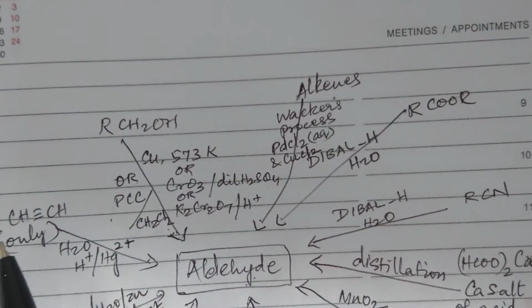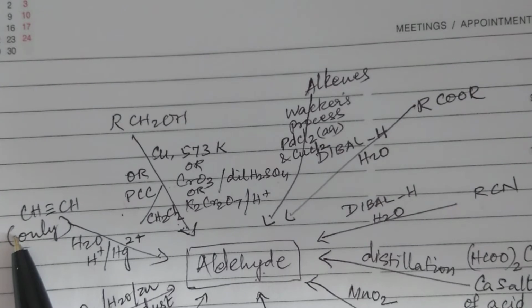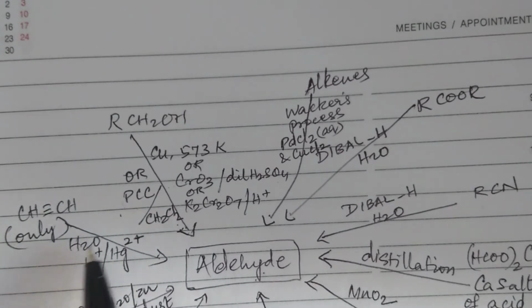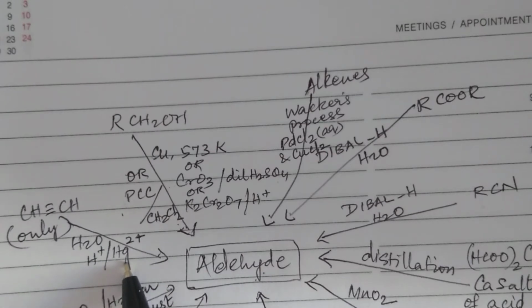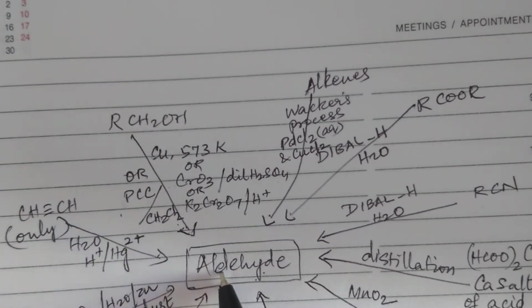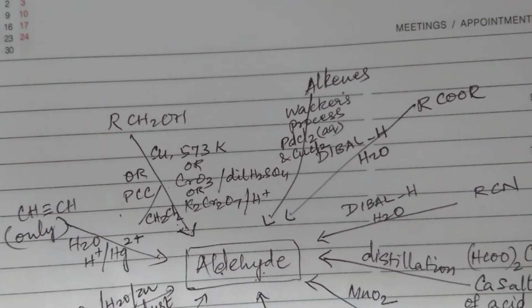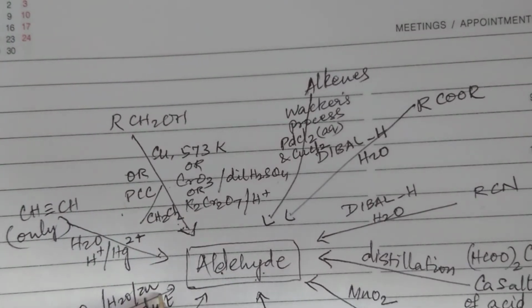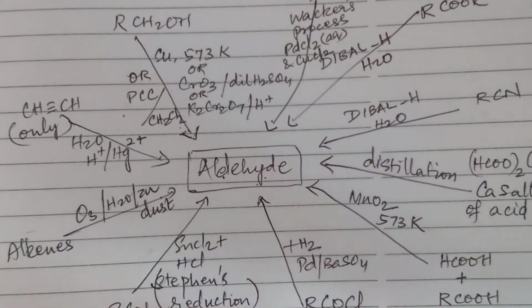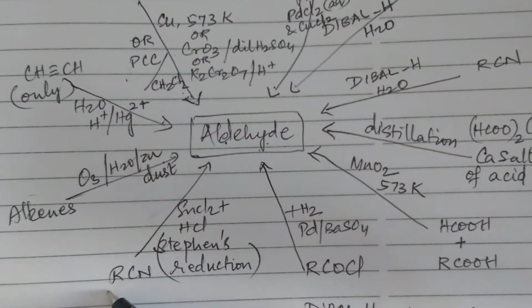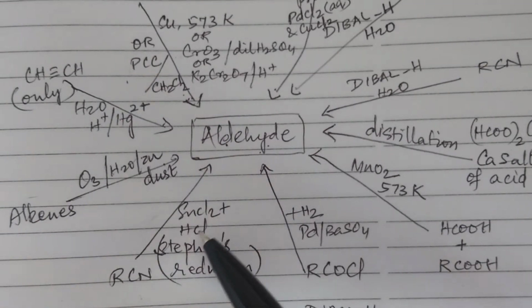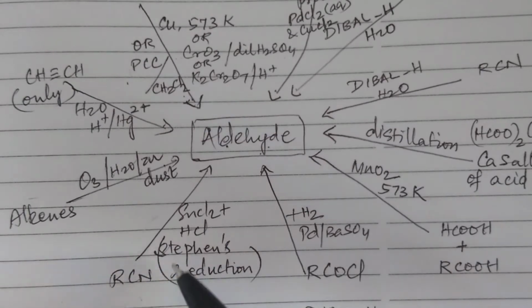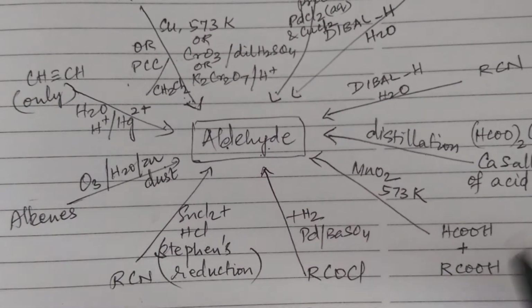Then you can prepare it from ethyne in the presence of water and dilute H2SO4 and HgSO4. Okay, this you can prepare. Again, this also you have studied in 11th class. Then alkenes on ozonolysis followed by hydrolysis in the presence of zinc dust, you can prepare aldehydes. Then you can also prepare it from alkyl cyanides with SnCl2 and HCl. This is called as Stephen's reduction. That can also give you aldehyde.